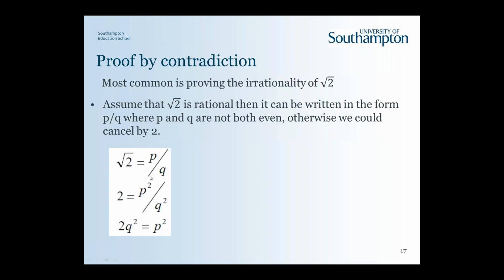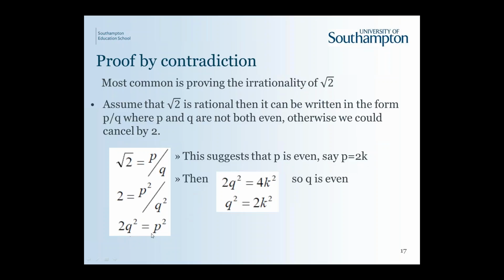So if root 2 is a fraction, p over q, to get rid of this root, I square both sides, so I've got p squared over q squared. Then I multiply up, so I've got 2q squared equals p squared. Now this suggests that p is even, because it's some number times 2, so it must be an even number. And if I square root an even number, I still get an even number. So let's say that p is an even number, 2k.